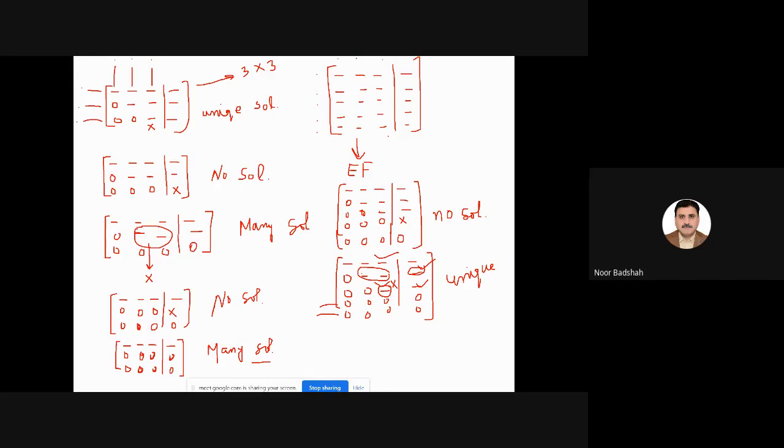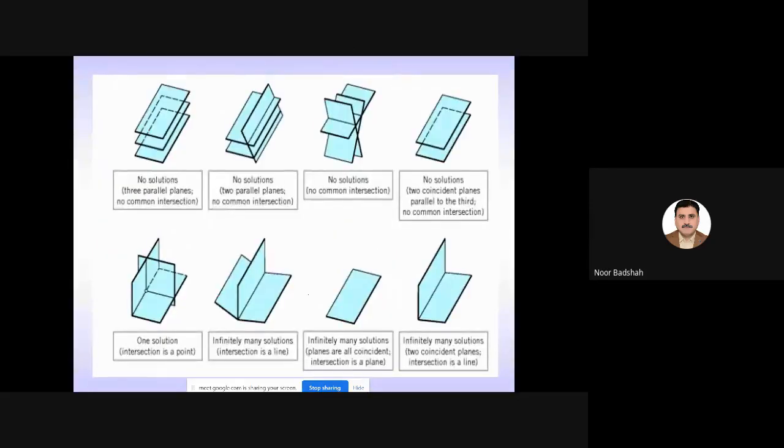If you have any question in this slide, you can ask. Any concern, any query? Okay. So that was geometrically, and as I said earlier, that is in case of the augmented matrix to check whether a system has many solutions, a unique solution, or no solution.